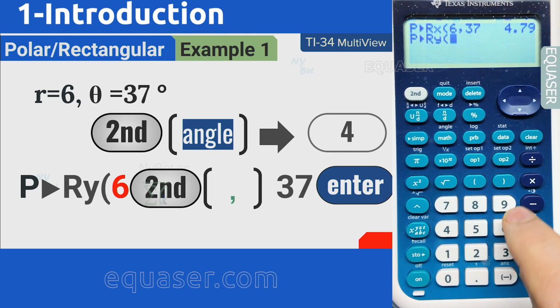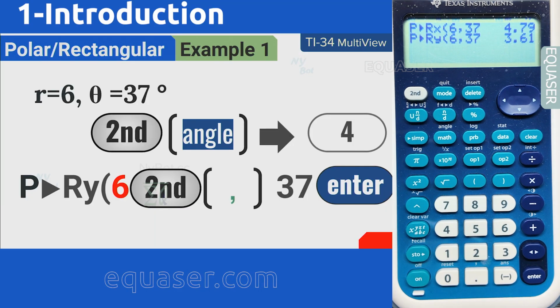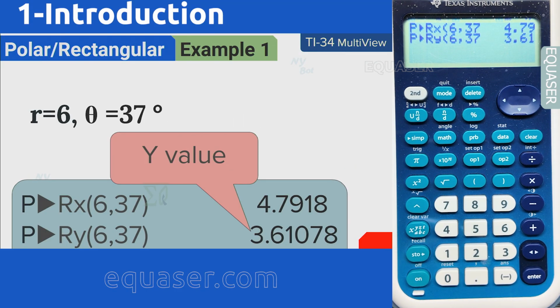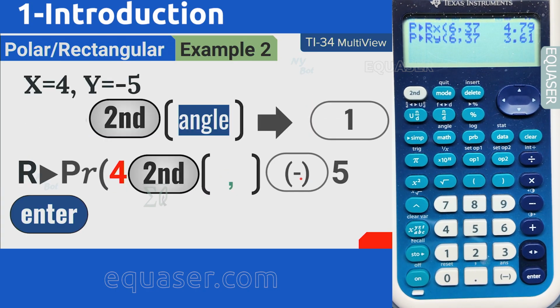Now we have to enter the same value: 6, shift, comma, 37, and enter. That is x, and this is the y value that we got. Now this is example 2. We have x and y, and we want to get theta and r. For this point, y is -5 and x is 4.